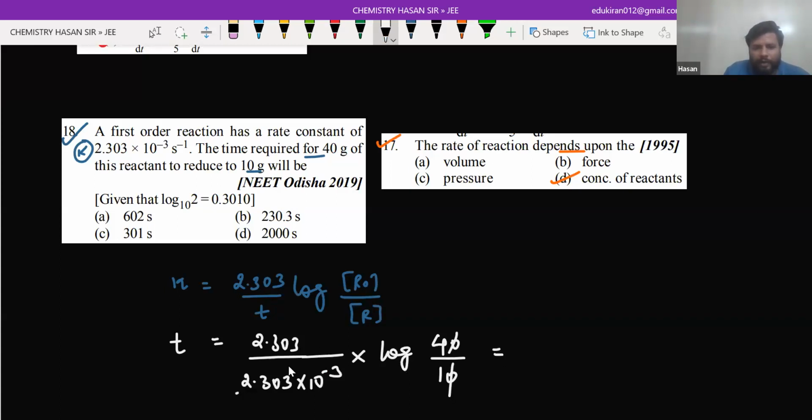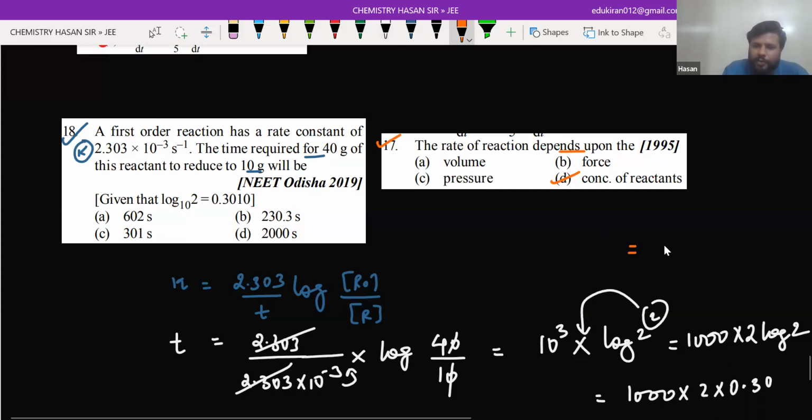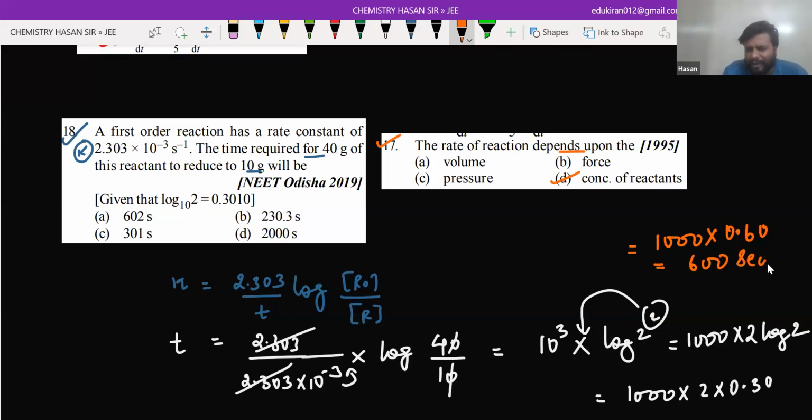So log 4 we get, and this will be cancelled. When you move this up, you will be getting 10 raised to the power 3. And here log 4 can be written as log 2 raised to the power 2, so 2 will be here. And it becomes 10 raised to the power 3 into 2 log 2. You know the value of log 2 is 0.30. So 0.3, 0.6 it becomes. So 1000 into 0.60, and when you multiply it, you will be getting 600 seconds approximately.